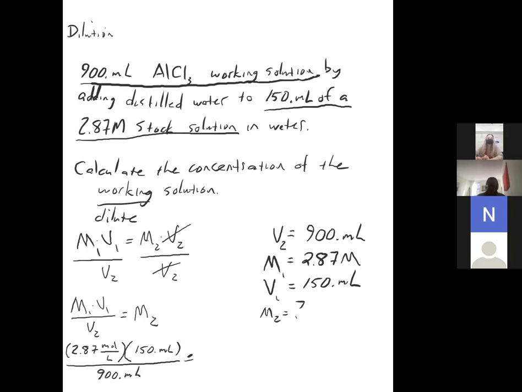2.87, I'm going to do it with my little calculator. Oh, shoot. It's kind of crazy. Okay. 2.87 times 150 over 900. Looks like it comes out to about 0.478.